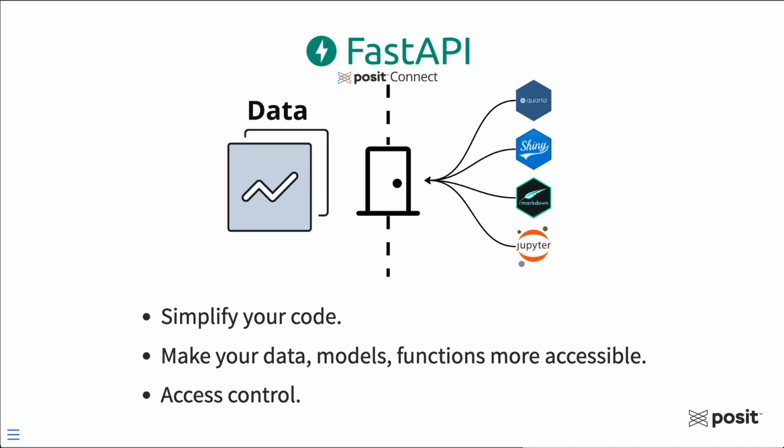Lastly, by publishing the FastAPI to Posit Connect, you can control access to your data by adding an authentication layer to your APIs. And this is a great option if your team is working with sensitive data.